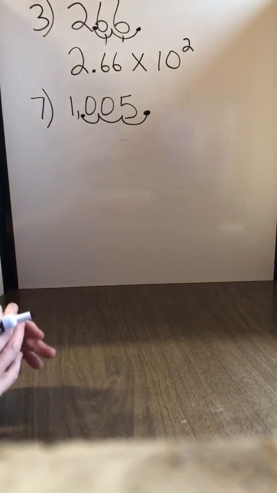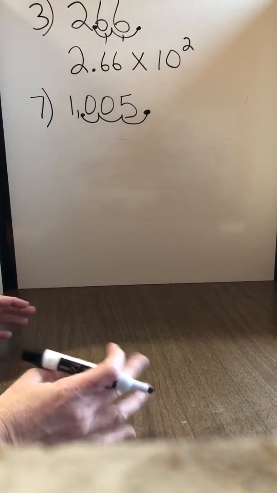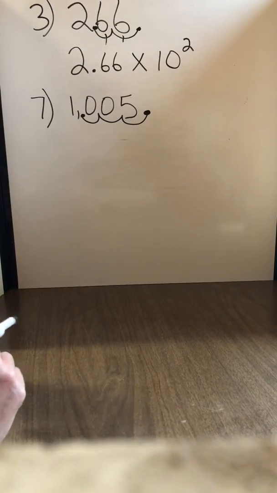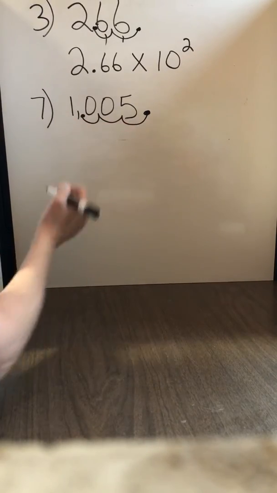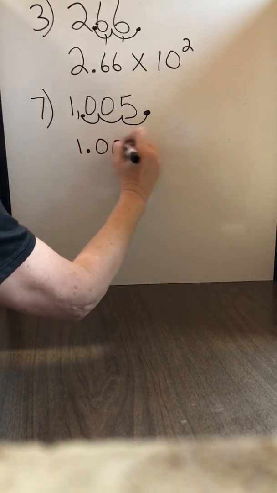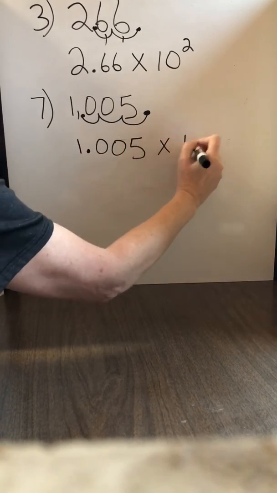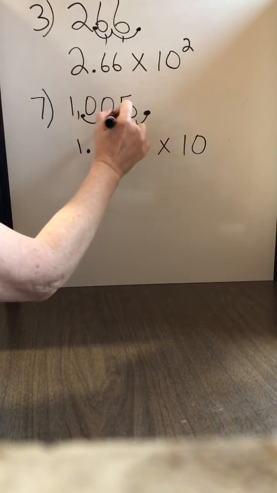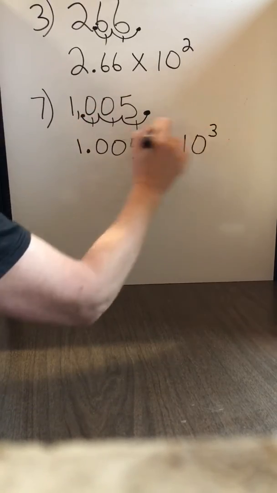1.005, if you were going to put it on a number line, you would put that somewhere between 1 and 10. So 1.005 is now between 1 and 10, so I can rewrite it. I have to multiply it by a power of 10, and the power of 10 is going to be 1, 2, 3. I had to move it 3 spaces to get there.